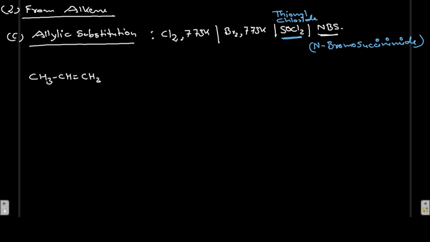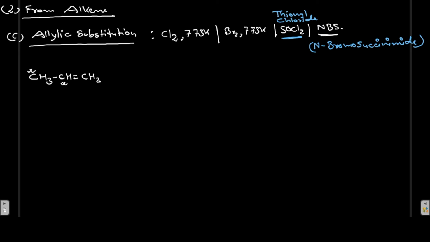Here, this carbon is allylic. This carbon is allylic because it is attached to an sp2 hybridized carbon. Why sp2 hybridized? Because it is attached to a double bond. So this is the allylic carbon. I hope there won't be any problem in understanding.